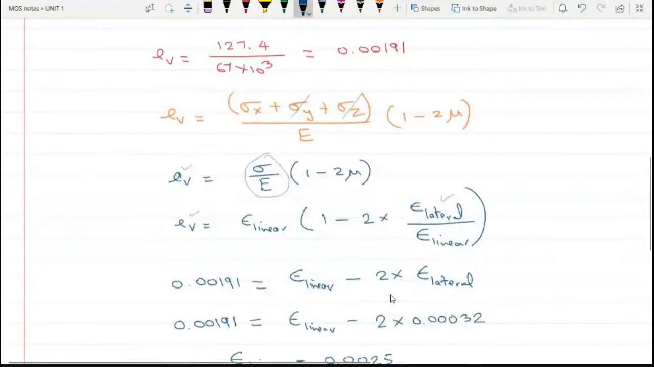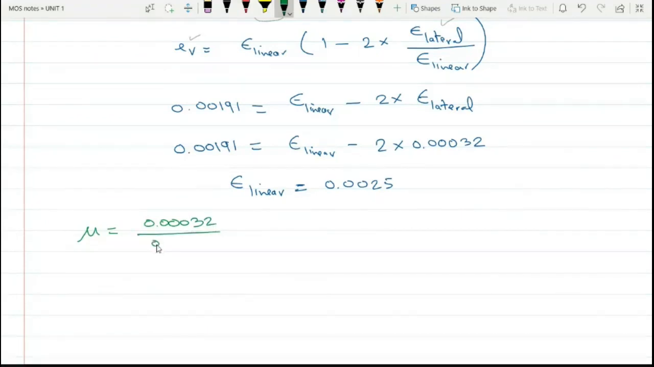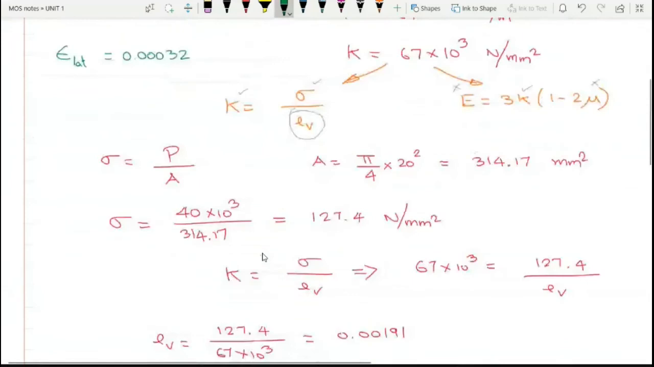So linear strain is known, lateral strain is known. So we can find Poisson's ratio. Poisson's ratio is equal to lateral by linear. Lateral is 0.00032 divided by linear, 0.0025. That is 0.125. So your mu is 0.125. Now we identified our mu value.